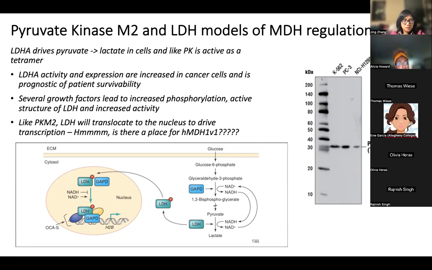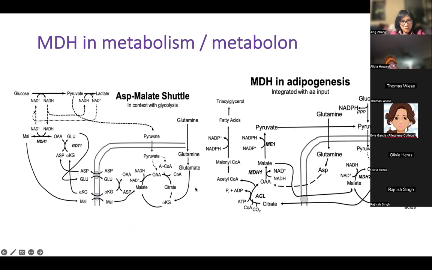Did I mention there's a truncated MDH2 that doesn't have an active site? I wonder what it might be doing. Does MDH2, again, when it's phosphorylated, do some of this as well? Good question. So MDH is involved, of course, in a number of different classic and well-known pathways, and creates a nice queue to look at things.